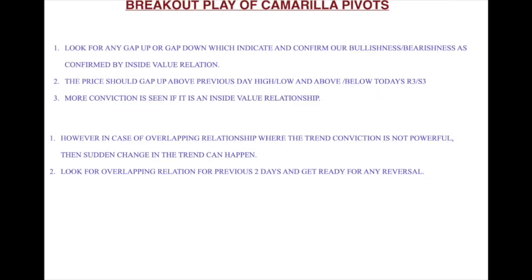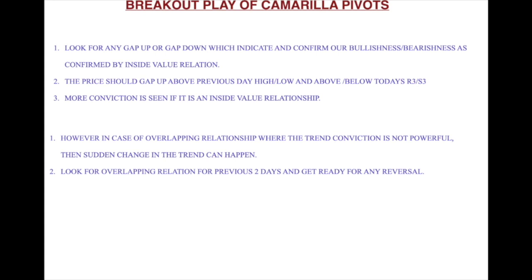Now, let us understand the breakout play of Camarilla pivots. In case of a breakout, this is connected with the inside value relationship. You have to look for any gap up or gap down: a gap up for a breakout, a gap down for a breakdown. It should confirm our bullishness and bearishness, as indicated by the inside value relationship. Inside value means a breakout or breakdown is imminent, but don't trade within the range.